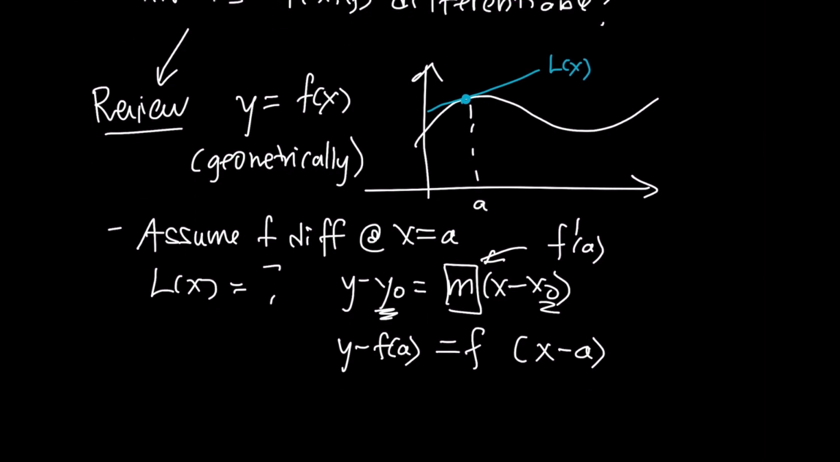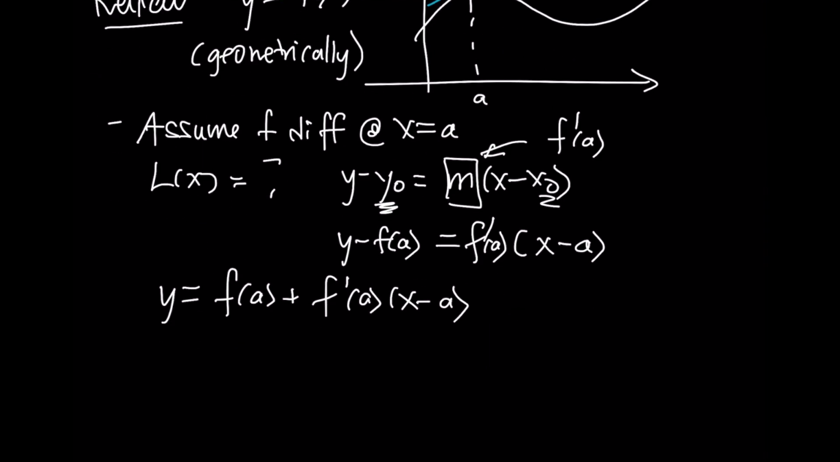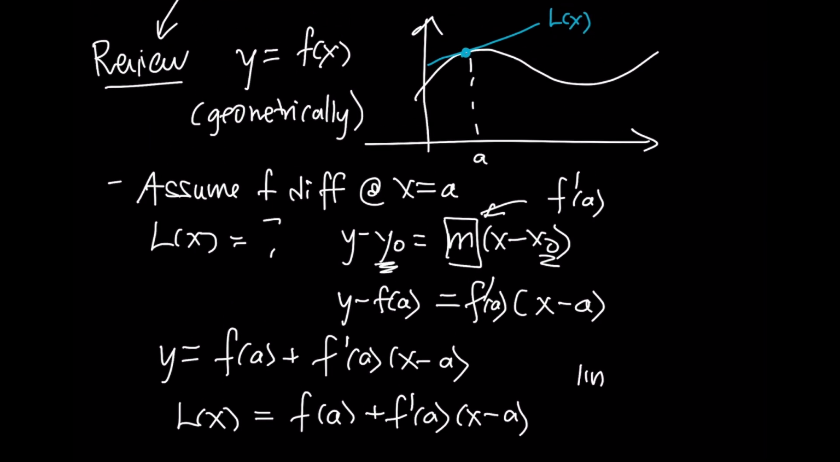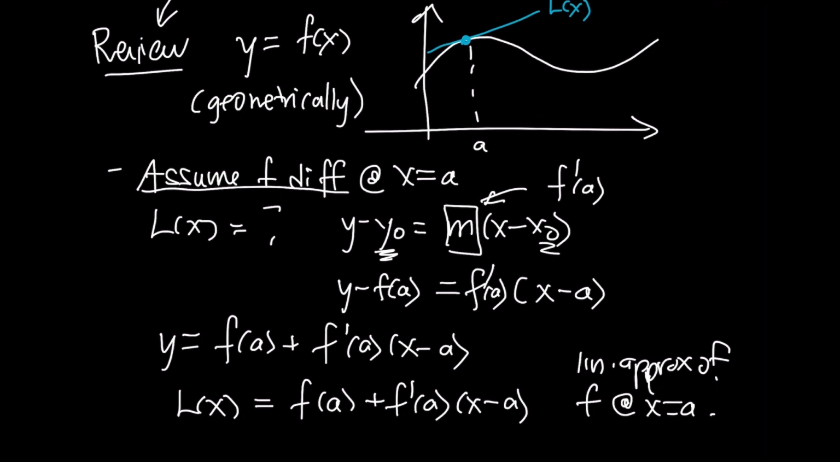So what this allows us to do is to reorganize the equation of this line for y. And this is what we call the linear approximation, or the tangent line approximation of the function at the point x equals a. It uses information about the function and its derivative at that point. Now remember, we assumed that the function was differentiable, which meant that f prime of a exists.